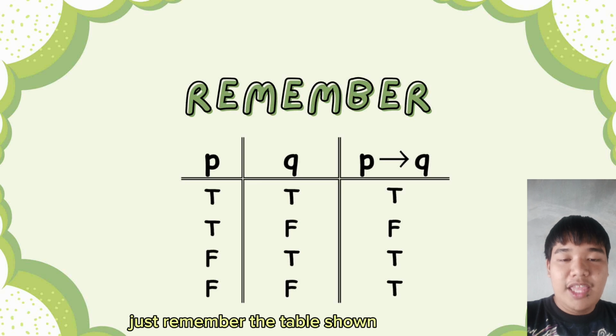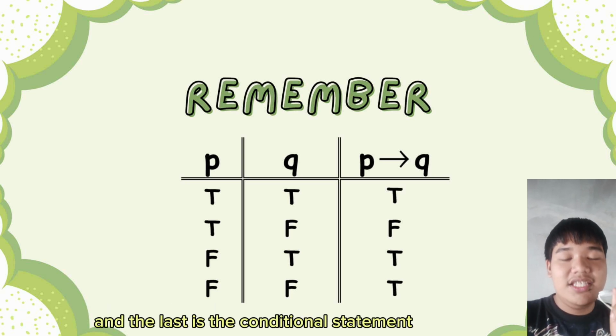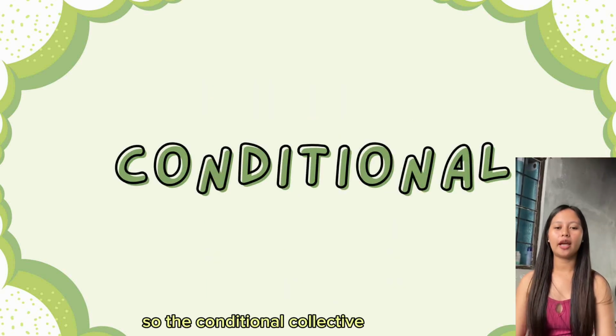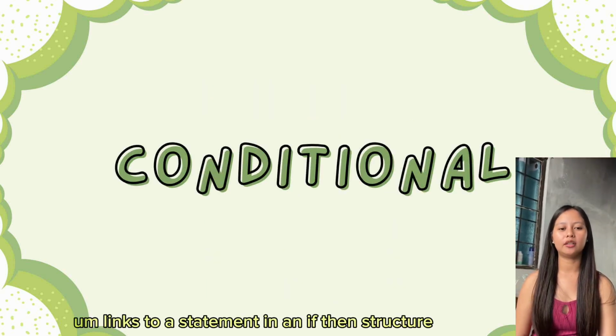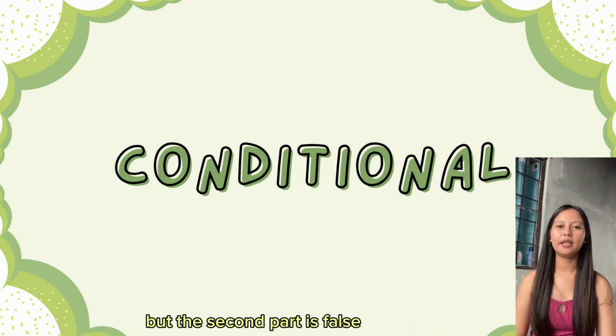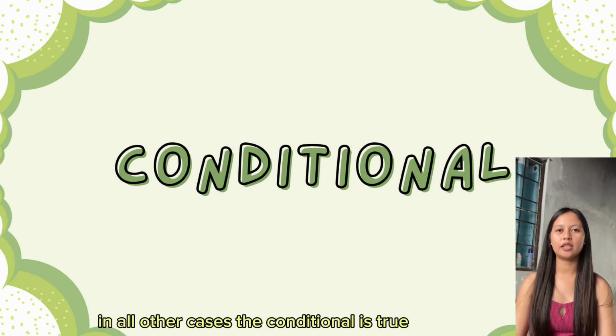Just remember the table shown. The first column is P, the second is Q, and the last is the conditional statement. So, the conditional connective links two statements in an if-then structure. The only time it is false is when the first part is true, but the second part is false. In all other cases, the conditional is true.